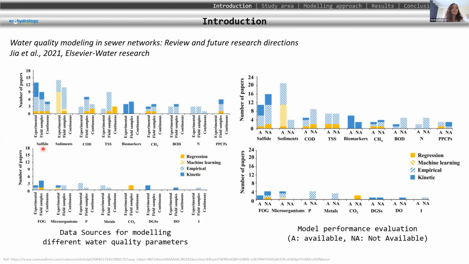And the most studied parameters, like I mentioned, are sulfide, sediment, COD, and TSS, and we could see that phosphorus is among all parameters the least studied. Also, experimental and field samples for phosphorus have received more attention, but for continuous modeling of phosphorus, you could see that there's zero papers about it. So it is least addressed among all.